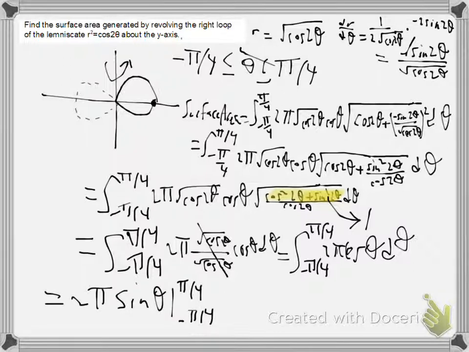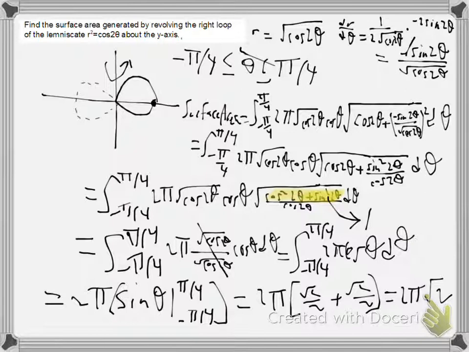Taking the antiderivative gives us 2 pi times sine of theta from negative pi over 4 to pi over 4. Substituting in the bounds gives us 2 pi times the quantity square root of 2 over 2 plus square root of 2 over 2. Simplified, that is 2 pi times the square root of 2, which is approximately 8.88. That's approximately 8.886.